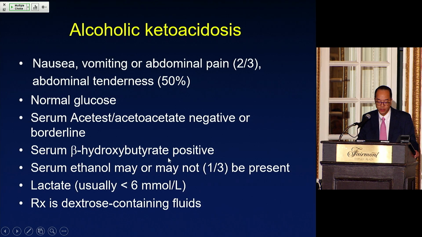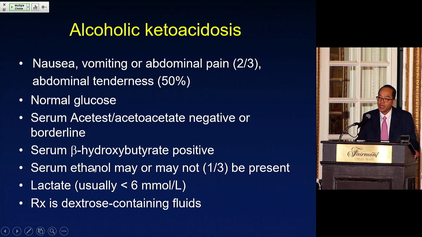Alcoholic ketoacidosis. The symptoms of this are pretty nonspecific, but often nausea, vomiting, abdominal pain, and abdominal tenderness. Obviously, these patients have a normal glucose. Remember that it's the beta-hydroxybutyrate that's usually elevated and disproportionately, and they often have no acetoacetate. So it's a mistake to look for that.